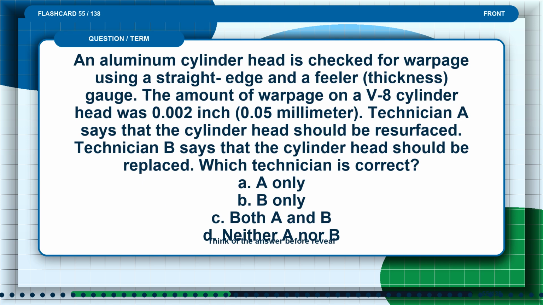Flashcard 55. An aluminum cylinder head is checked for warpage using a straight edge and a feeler thickness gauge. The amount of warpage on a V8 cylinder head was 0.002 inches, 0.05 millimeter. Technician A says that the cylinder head should be resurfaced. Technician B says that the cylinder head should be replaced. Which technician is correct? A, only B. B, only C. Both A and B. D, neither A nor B. Pause and think of the answer before the reveal.